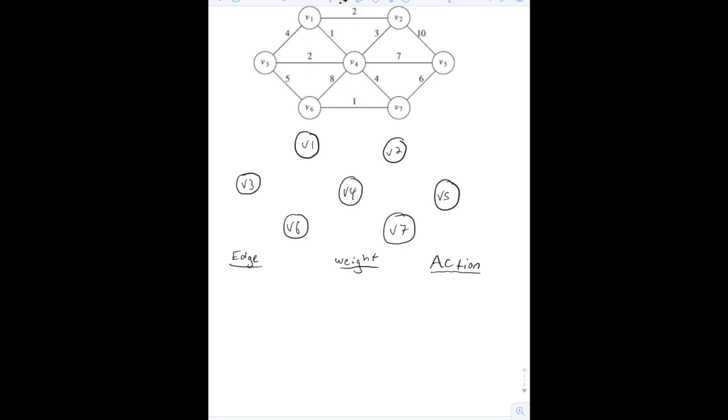We're going to start by looking at our edges, and we're going to go in ascending order from our least expensive edges up to the most expensive edges, and you'll see what that means in a minute. So what I'm going to do is circle this edge. Let's start with this edge. This is from V1 to V4.